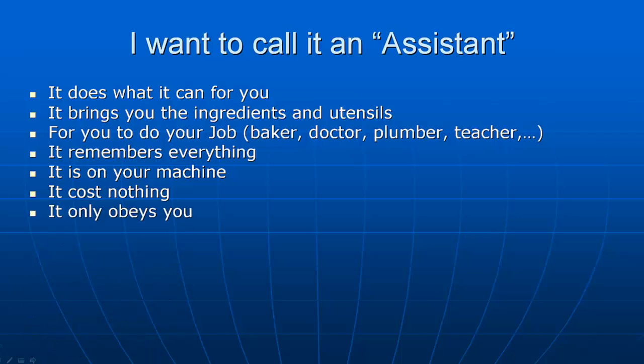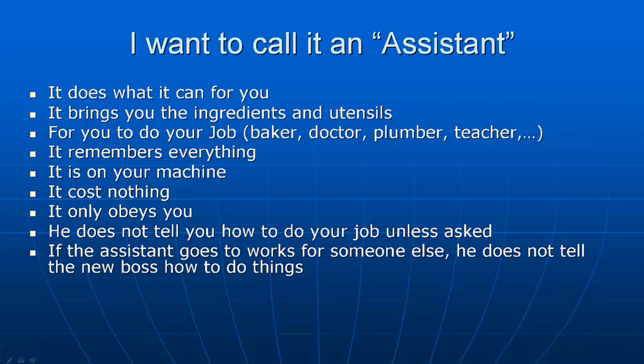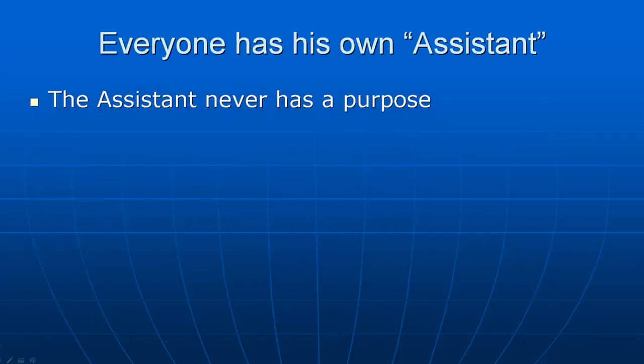And it only obeys you. So the assistant does not tell you how to do your job unless you ask him. And if the assistant goes to work for someone else, he does not tell his new boss how to do things. That's what a good assistant is. We know what that is. So everyone has his own assistant. The assistant never has a purpose. His purpose is to stand there and wait for you to tell him what to do or what you're going to do. I need a new muffler for a 1990 Chevy pickup truck.